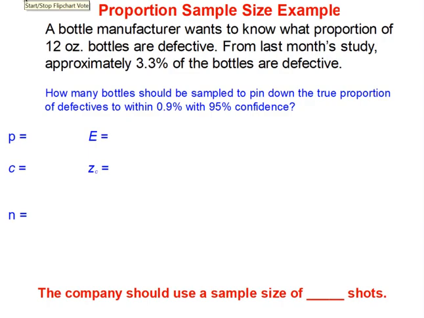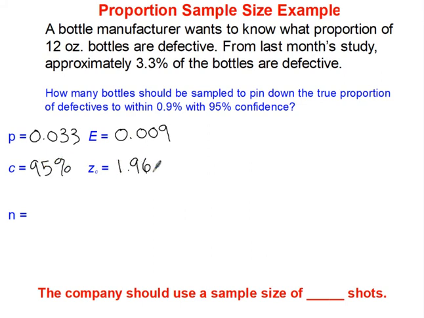So here a bottle manufacturer wants to know the proportion of 12-ounce bottles that are defective. From last month's study, approximately 3.3% of the bottles are defective. So our probability, and I'm going to convert that into a decimal, of a bottle being defective is 0.033 or 3.3%. How many bottles need to be sampled to pin down a true proportion of defectives to within an error of 0.9%, so 0.009? Be careful to move that over 2 spots. We're still going to be 95% confident, so the same critical value of 1.96 or z-score.